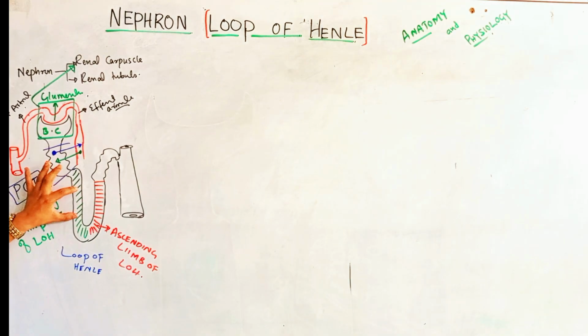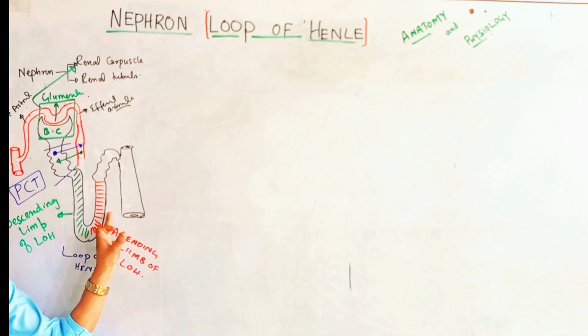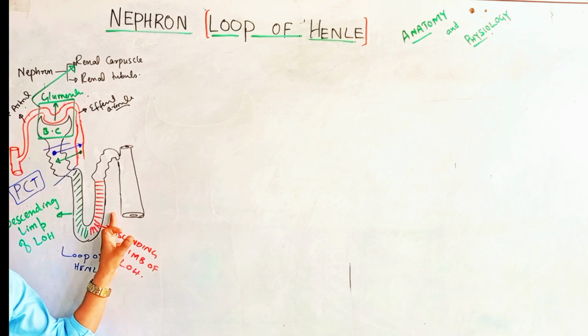Because the channels and the physiological functions here and in the ascending limb are different. They are different from each other. One difference is this descending limb is highly permeable to water, and this is impermeable to solutes. And this red area is highly permeable to solutes, and it is impermeable to water. Right? So we will discuss this.